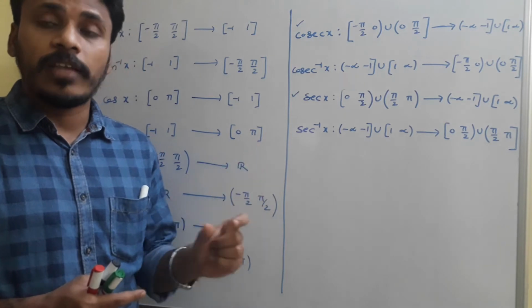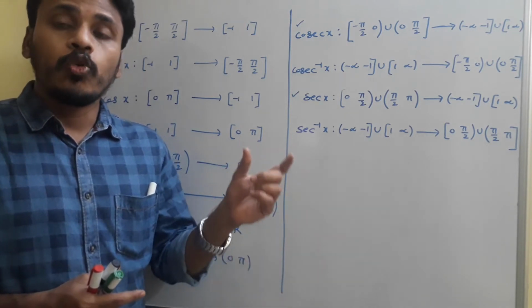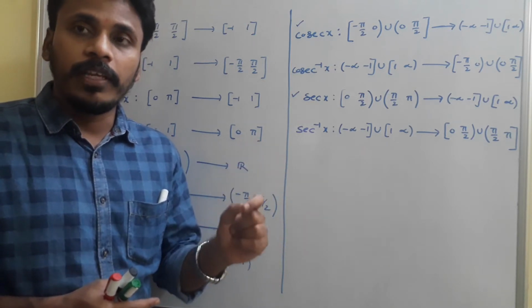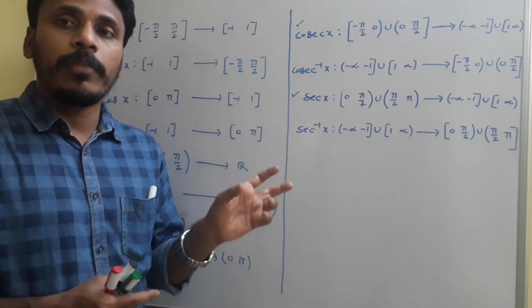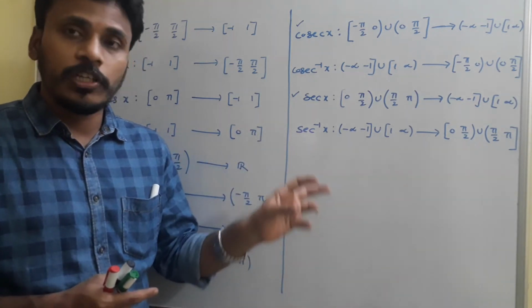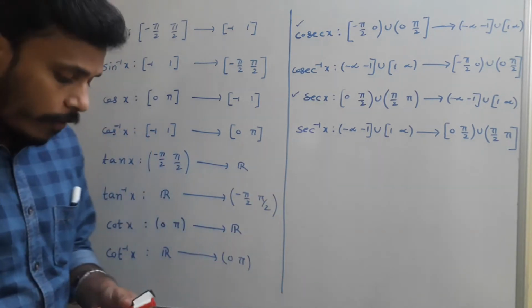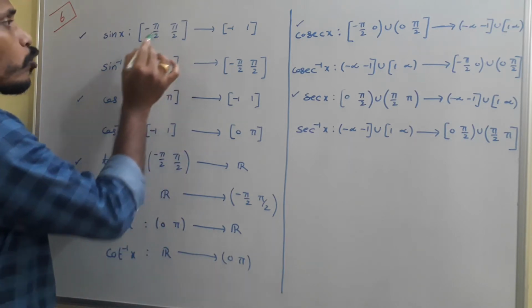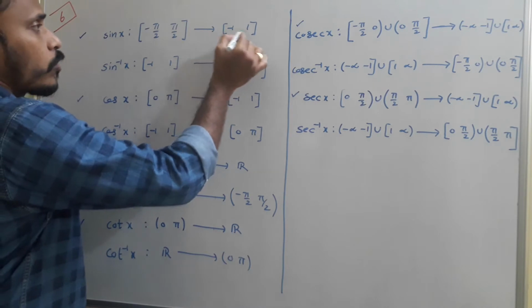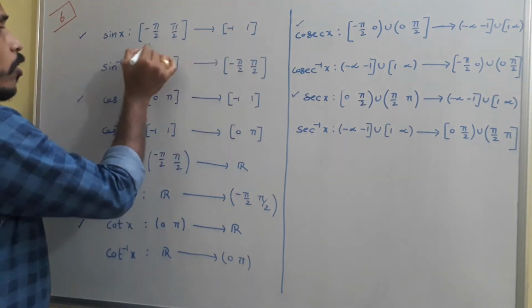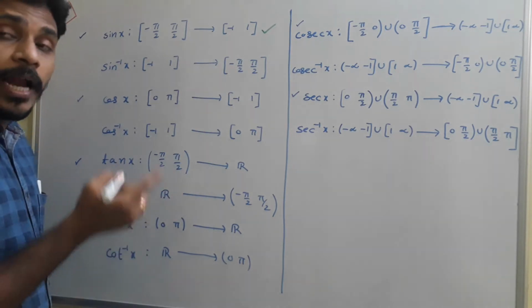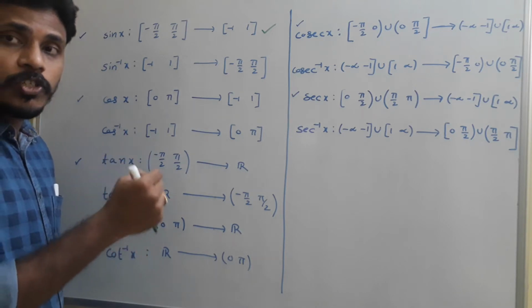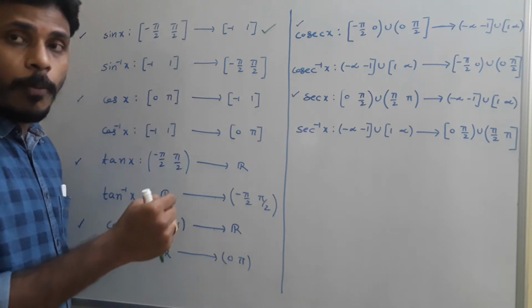We discussed sin x with different domains. To define the inverse of sin x as an inverse trigonometric function, we need a bijective sin x from the domain to the codomain. By checking different domains, we concluded that sin x with the domain minus pi by 2 to pi by 2 and the codomain minus 1 to 1 is a bijective function, and its inverse is also a bijection. We call that inverse the inverse sine trigonometric function.